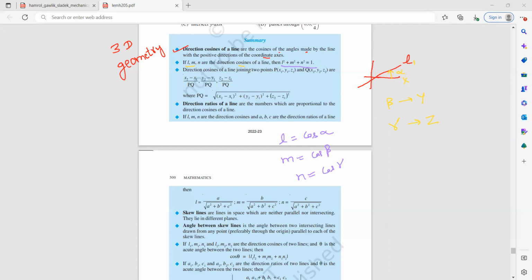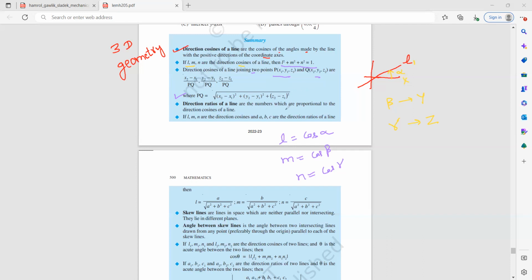When we need to find the direction cosines of a line joining 2 points, P given as x1, y1, z1 and Q as x2, y2, z2, then you can say x2 minus x1 over PQ, y2 minus y1 over PQ, z2 minus z1 over PQ. These are direction cosines, where PQ is simply the distance, calculated using the formula square root of (x2 minus x1) whole square plus (y2 minus y1) whole square plus (z2 minus z1) whole square.